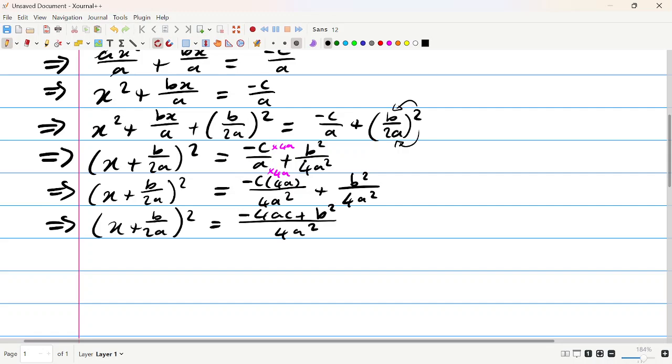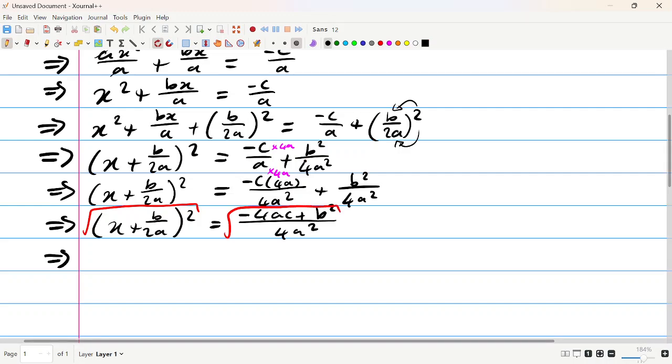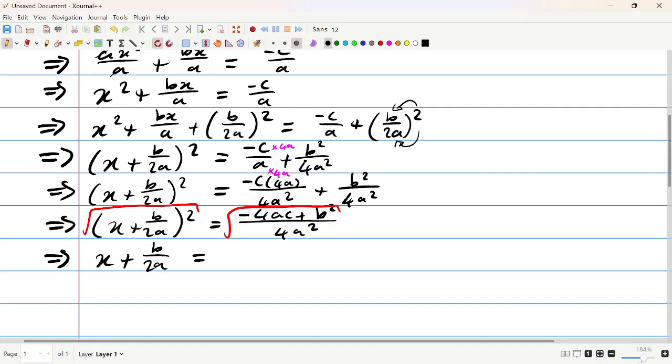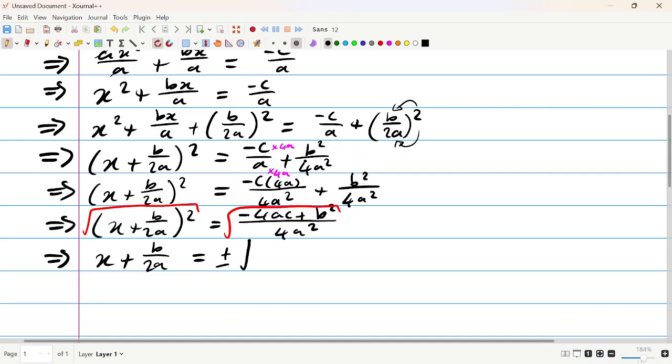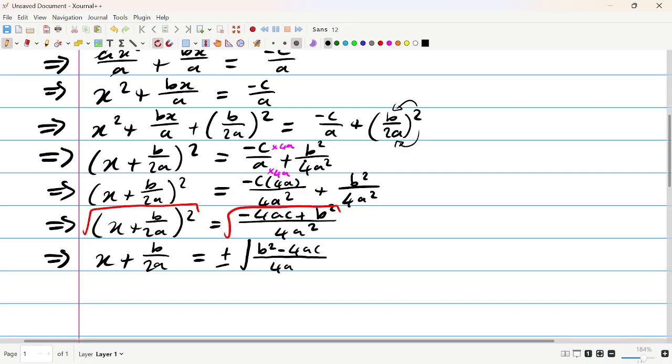And then from here, what we can do is solve for x. Okay. So to solve for x, we need to take the square root on both sides. When we take the square root on both sides, we're going to be left with x plus b over 2a, which is equal to the square root, and don't forget about the plus minus, by the way, when we take the square root on both sides, plus minus the square root of, let me just rewrite this numerator as b squared minus 4ac, because it's better to write the positives first, all divided by 4a squared.